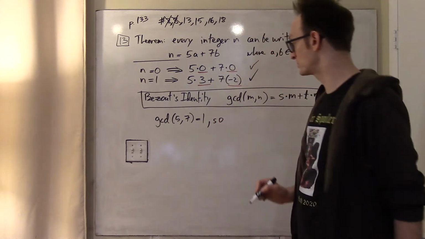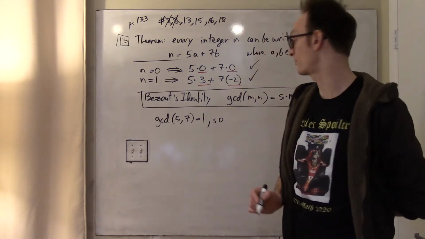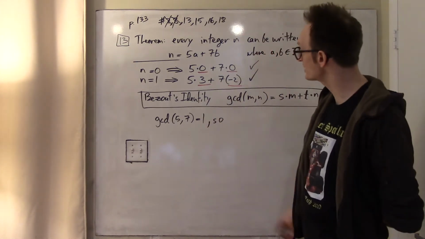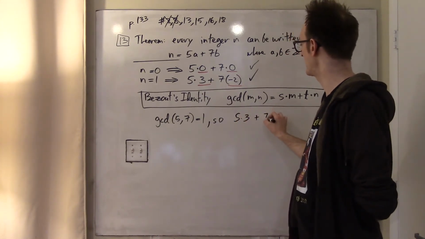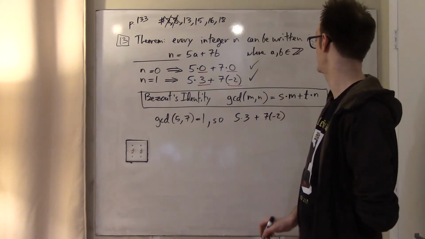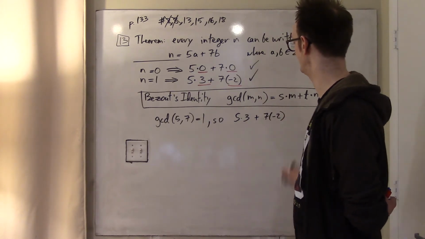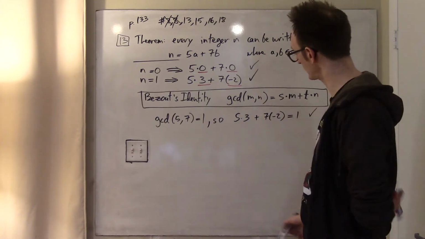So, by Bezout's identity, there should be some way of expressing 1 as a linear combination of 5 and 7, and here it is, right? 5 times 3 plus 7 times negative 2 is 1, and so it works.